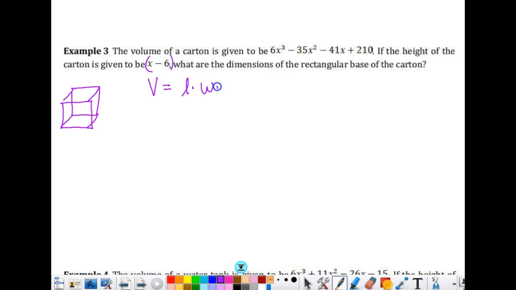Yeah, well, it's length times width times the height, okay? You have 3 dimensions. They gave us the height right there. We're trying to find the length and the width. They gave us the volume. So we're going to take the volume and divide it by the height, and that's going to give us the length and width already multiplied together.